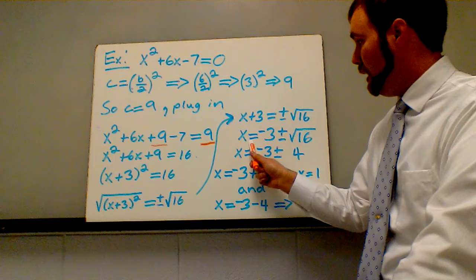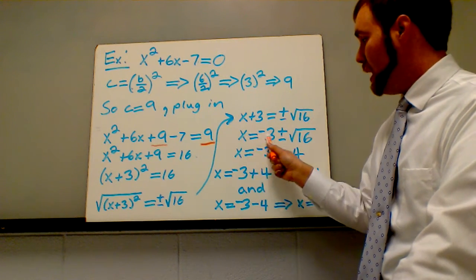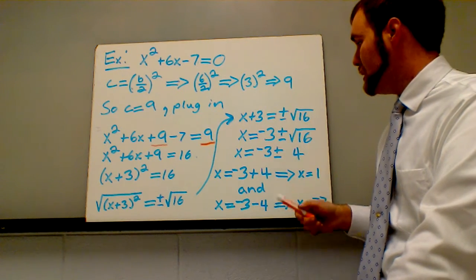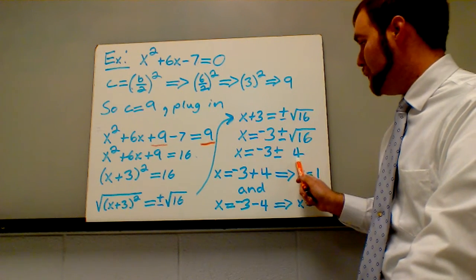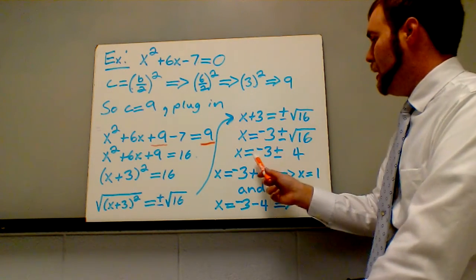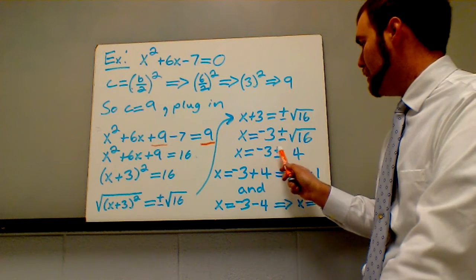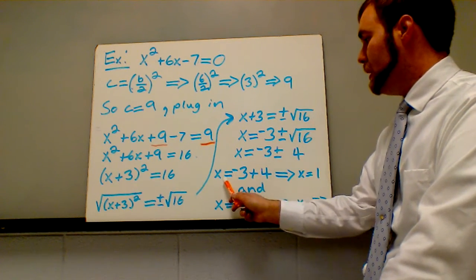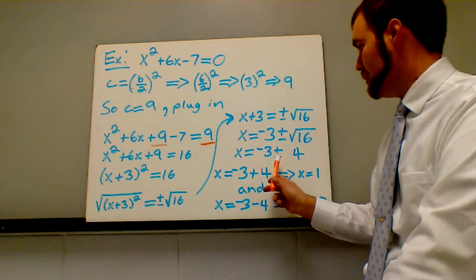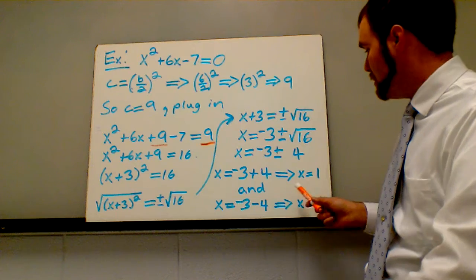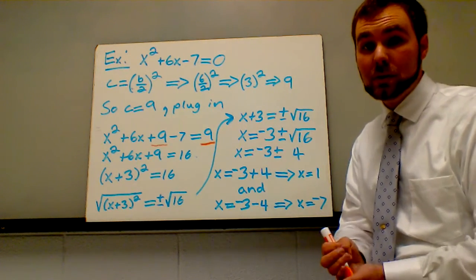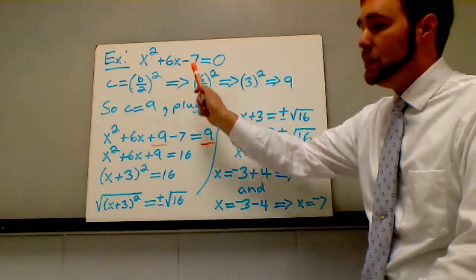Now, I break this down by just subtracting the 3 over. X is equal to negative 3 plus or minus the square root of 16. The square root of 16 is just 4. And now, I've set up that x equals negative 3 plus or minus 4. So x is equal to negative 3 plus 4 and negative 3 minus 4. That's what this is stating. So my x is equal to 1, or my x is equal to negative 7. Both of those are solutions to this equation.